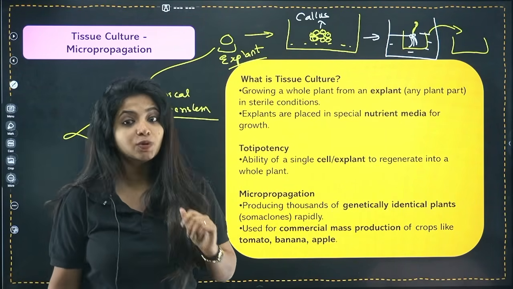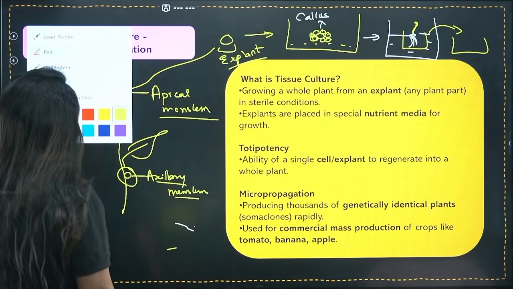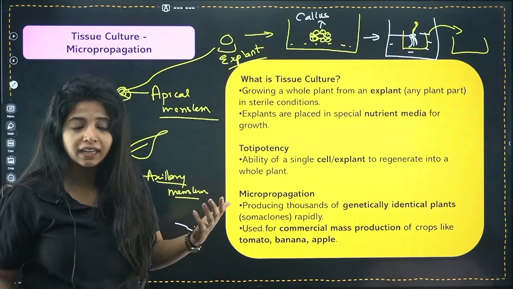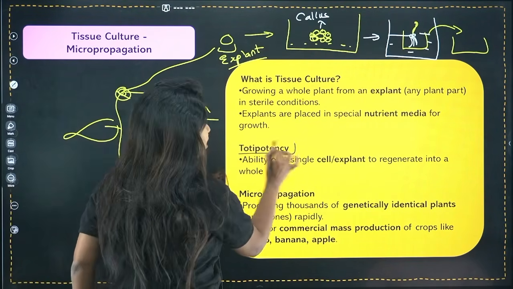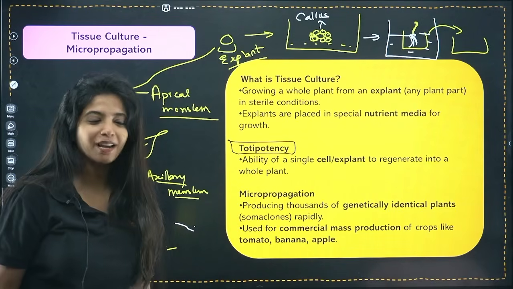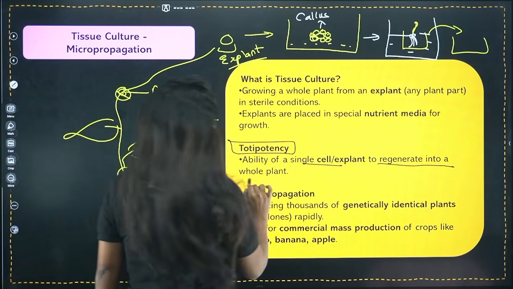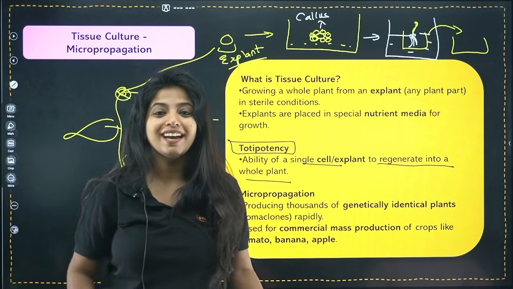Growth. And you also need to understand one very important thing. Basically these cells have the ability to divide and give rise to a whole new plant, right? So this ability is known as totipotency. What do you call it? Totipotency. So ability of a single cell or an explant to regenerate into a whole plant is known as what?